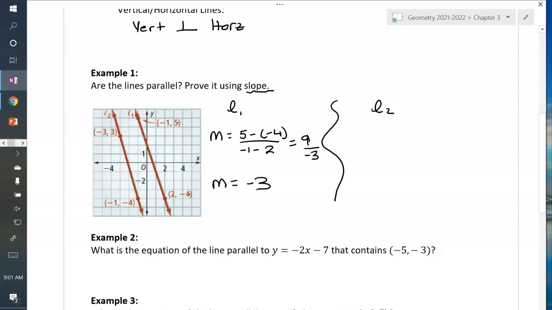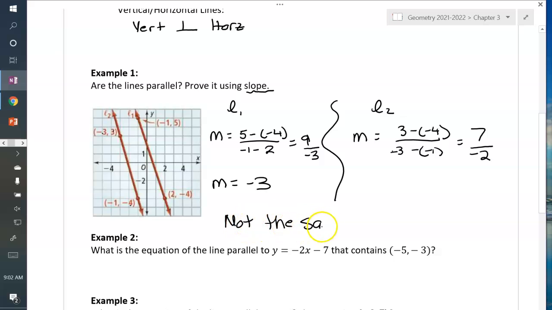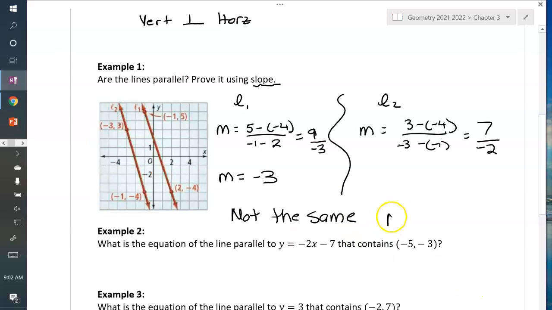Now let's do our second line. Slope here is going to be 3 minus -4 over -3 minus a -1. So 3 minus a -4, I get 7. -3 minus a -1, I get -2. So look at that, not the same. They are close, but they're not the same. So these ones are not parallel.